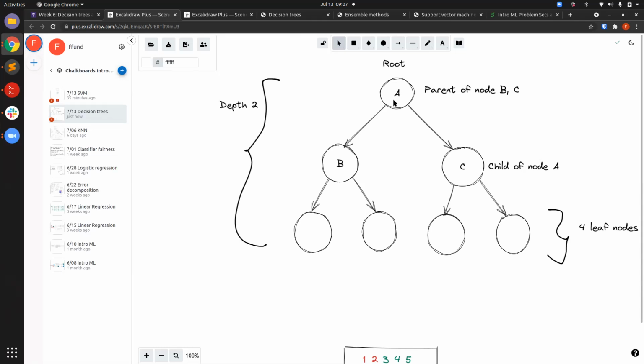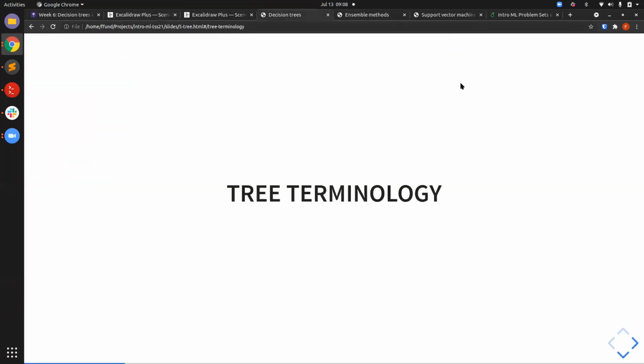Also, this particular tree is a binary tree, which means that every parent has 2 children, if it has children, unless it's a leaf node. More generally, you could have any number of children, but this particular tree has only 2 children per node because it's a binary tree. Okay, so that's some basic terminology.